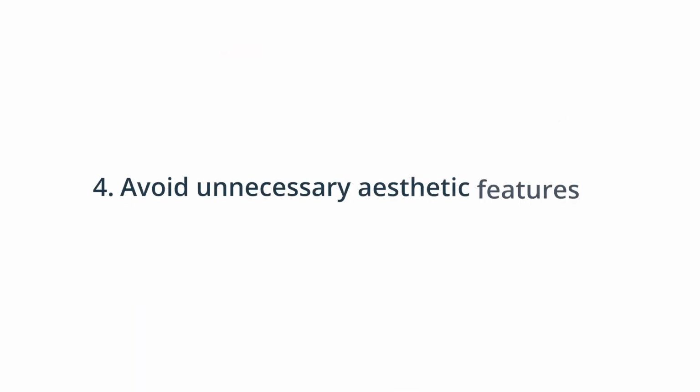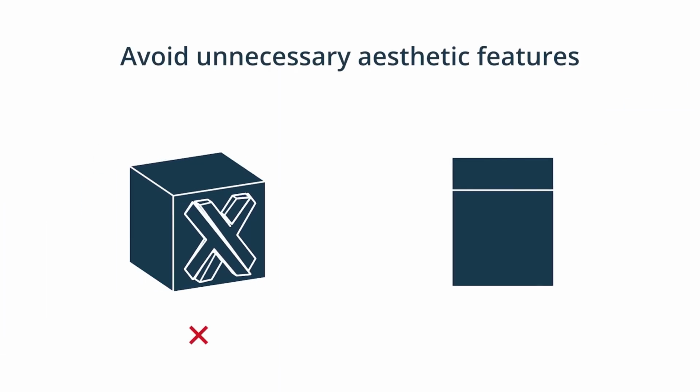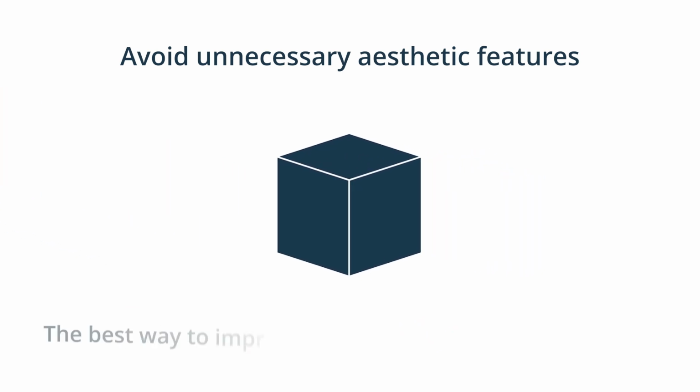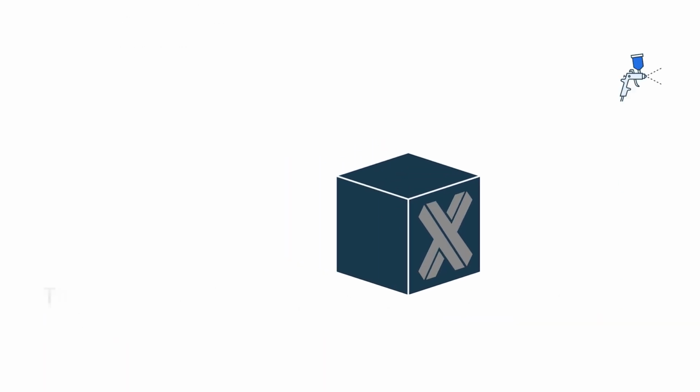4. Avoid unnecessary aesthetic features. Some aesthetic features cannot be efficiently machined. As a designer, you should ask yourself, what CNC machining process would this feature require? Or is it a 5-axis or 3-axis machining process? You can improve your design by focusing on the accuracy of required features rather than aesthetics. It is best to use post-machining processes to change aesthetics.